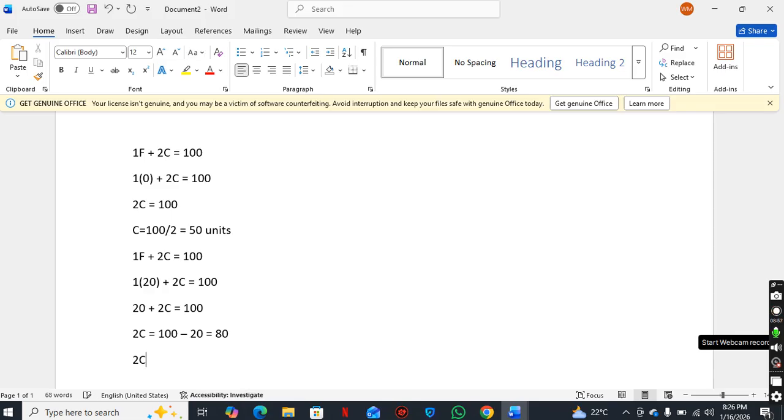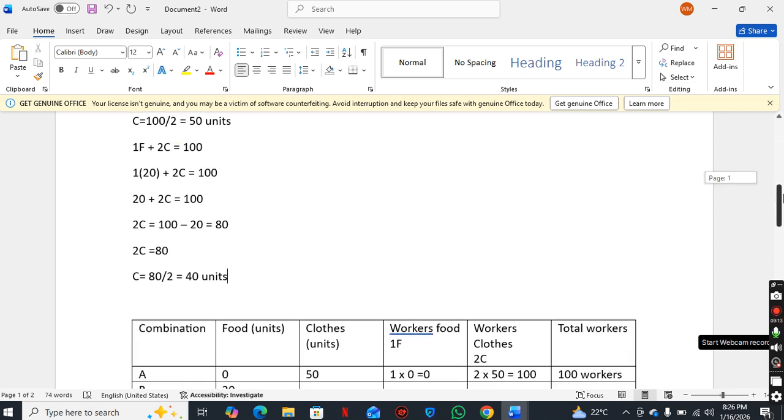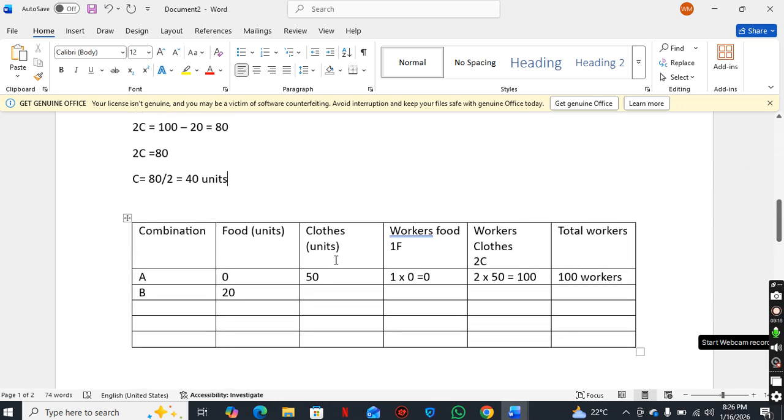So to find the value of C, we're going to say 80 divided by 2. That gives you 40 units. So if we produce 20 units of food, we are able to produce 40 units of clothes.